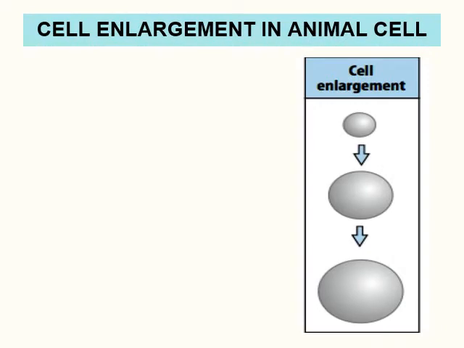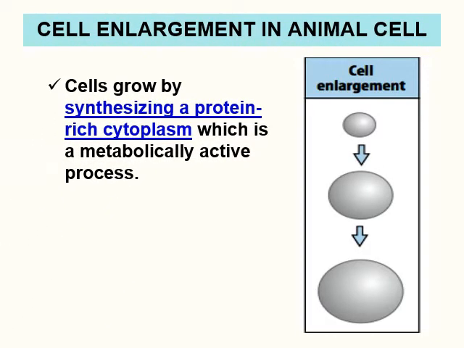And this is an example of cell enlargement in an animal cell. Cells grow by synthesizing a protein-rich cytoplasm, which is a metabolically active process.